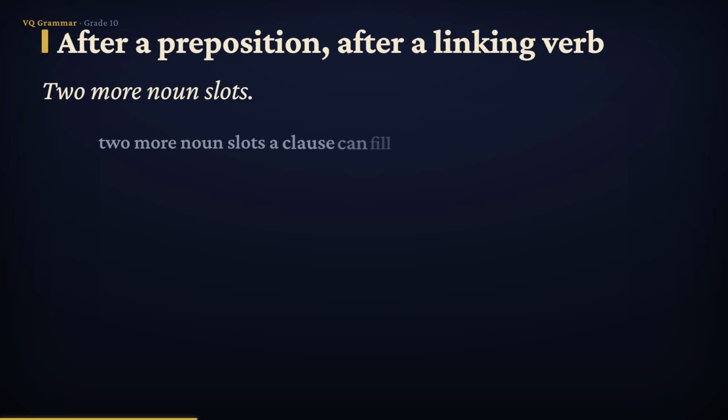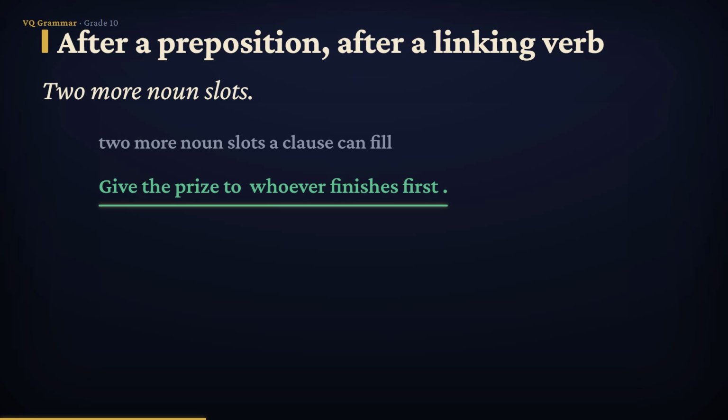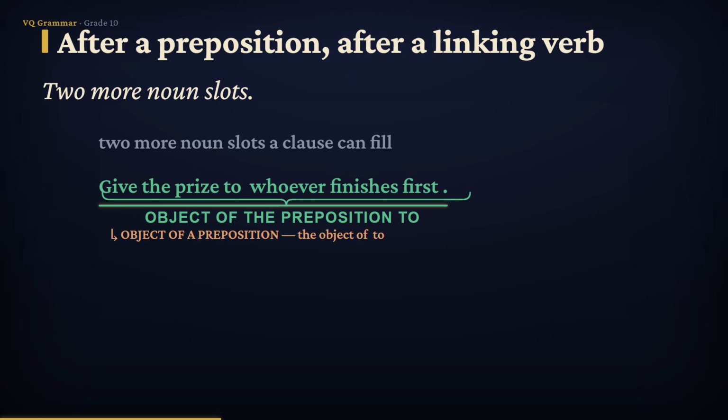Now 2 more noun slots a clause can fill. Job 3, the object of a preposition. Give the prize to whoever finishes first. The preposition here is to, and every preposition needs an object after it. That object is not a single noun like the winner. It is the entire clause, whoever finishes first.